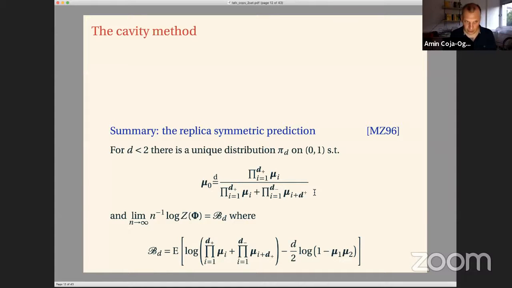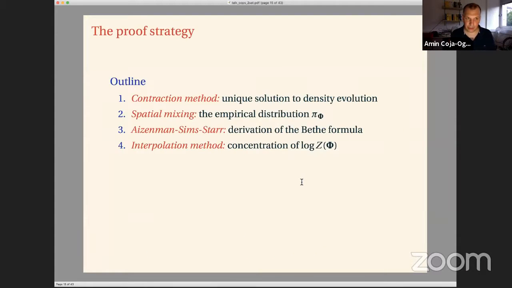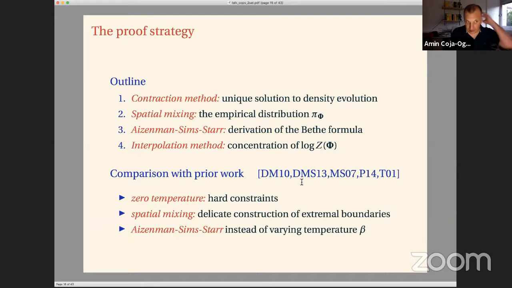Right. Okay, so we will try to now carry out this program. In principle, I should say a few words about how this strategy compares to some prior work, not all of which deals with the two-SAT problem. But let's just cut to the chase. The main difference really is that here we are talking about hard constraints. So you want to count assignments that satisfy every single clause simultaneously. And so that's basically the main difference between this and, for example, work on the Ising model on random graphs.